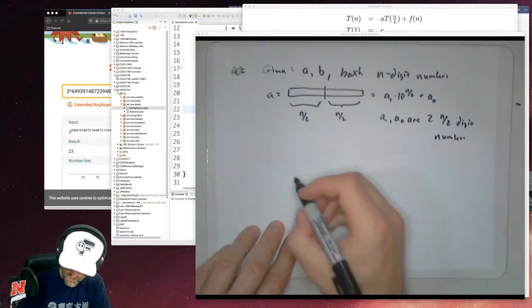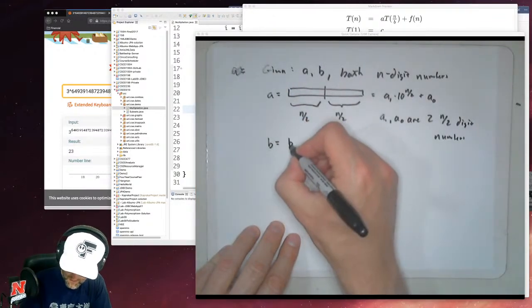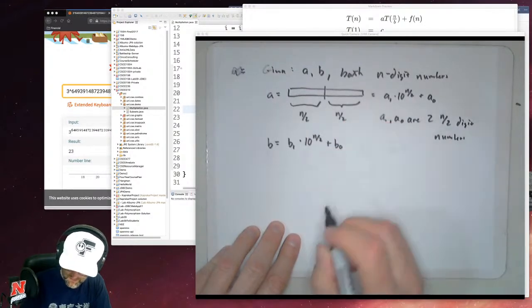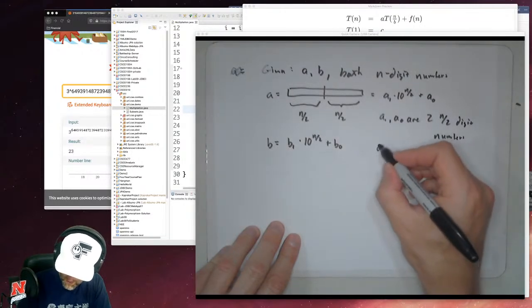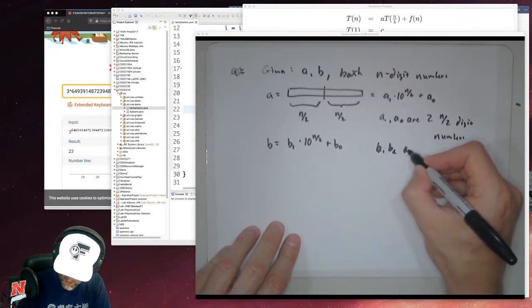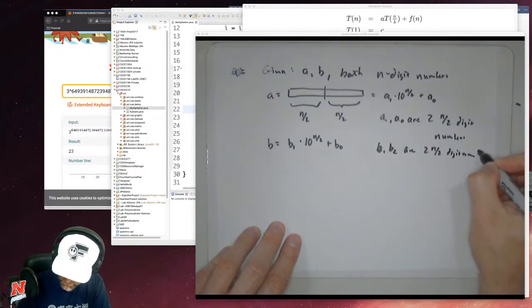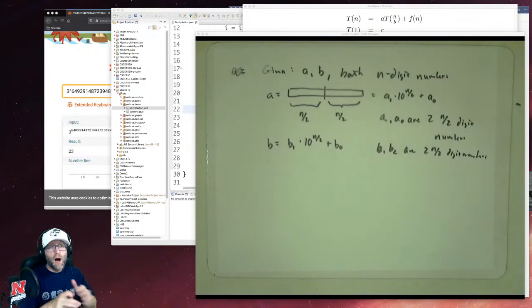All right. We'll do the same for B. B1 times 10 to the n divided by 2 plus B naught. And again, B1 and B naught are 2 n divided by 2 digit numbers. All right, so I've not bought myself anything yet. I started with 2 n-digit numbers, so like 2n digits total, and now I've got 4 numbers that are each n divided by 2 digits. So I still have 2n digits. I haven't gotten rid of any digits here.